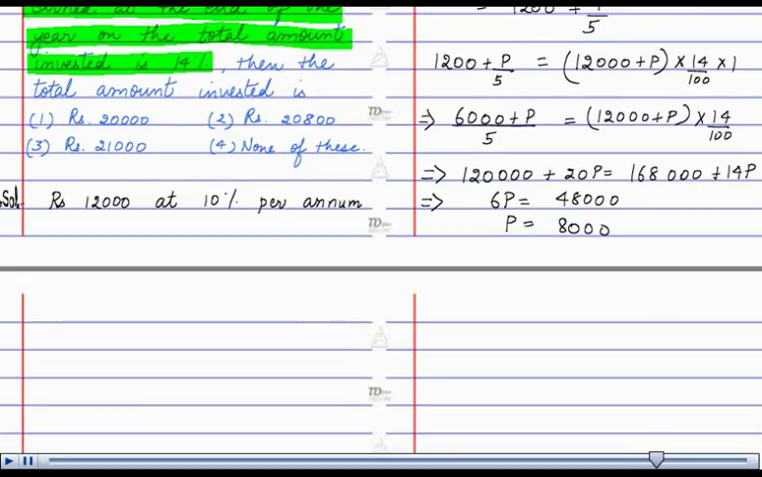Therefore, the total amount invested is 12,000 plus 8,000, that is equal to rupees 20,000. That is answer option number 1.